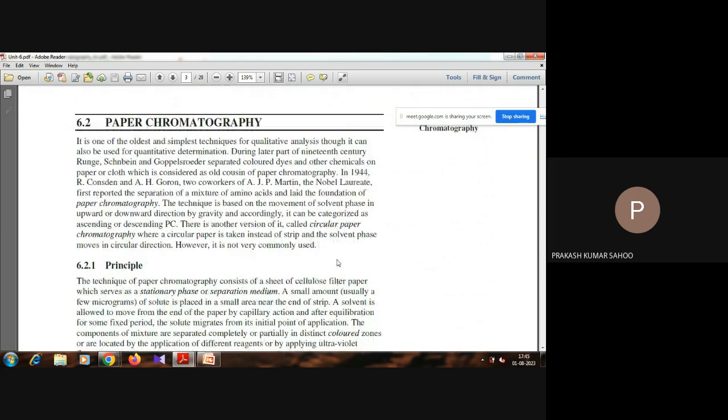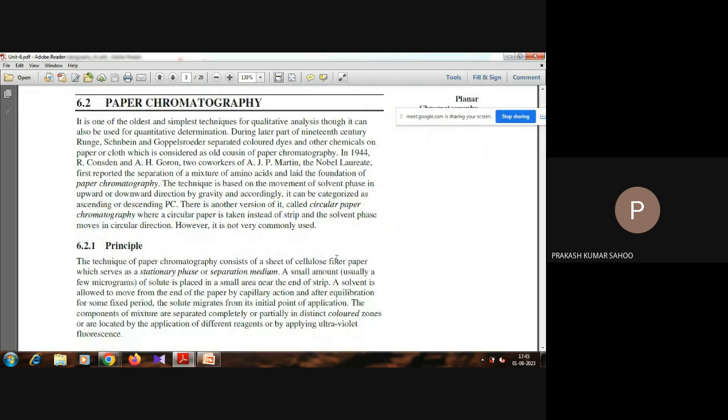Paper chromatography, the principle is very easy. As written here, during the 19th century, Runge, Goppelsroeder and others separated colored dyes and other chemicals on paper or cloth, which is considered the old cousin of paper chromatography. In 1944, Consden and Gordon, two workers of A.J.P. Martin, the Nobel laureate, first reported the foundation of paper chromatography by separating a mixture of amino acids.